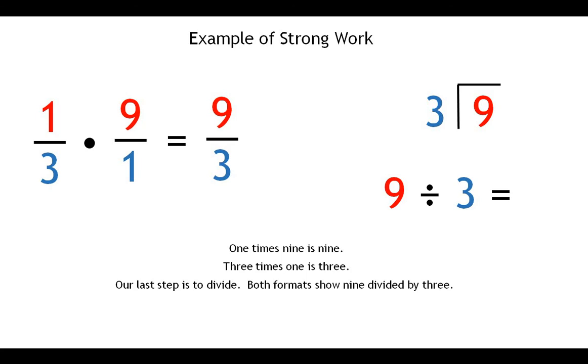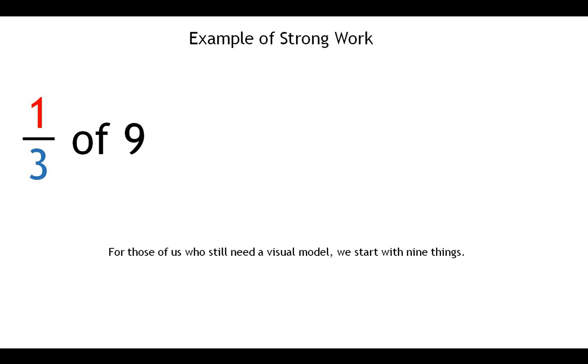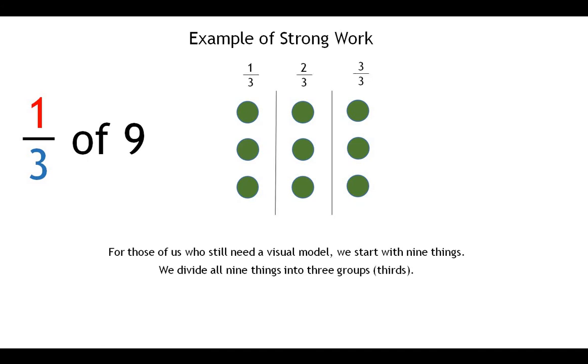Both formats show 9 divided by 3. Both formats give the correct answer. 1/3 of 9 is 3. Note the multiplication equation we used. For those of us who still need a visual model, we start with 9 things. We divide all 9 things into 3 groups or thirds. We see that there are 3 things in each third.